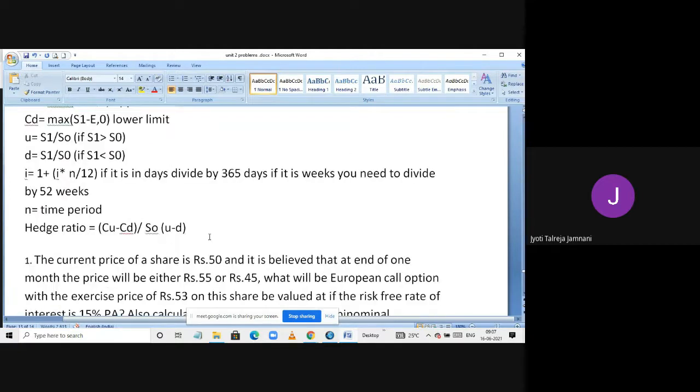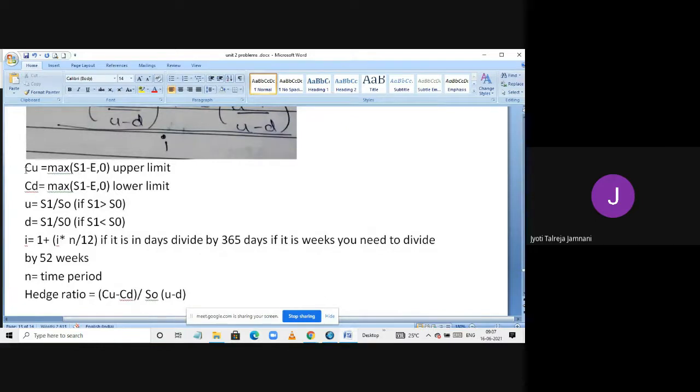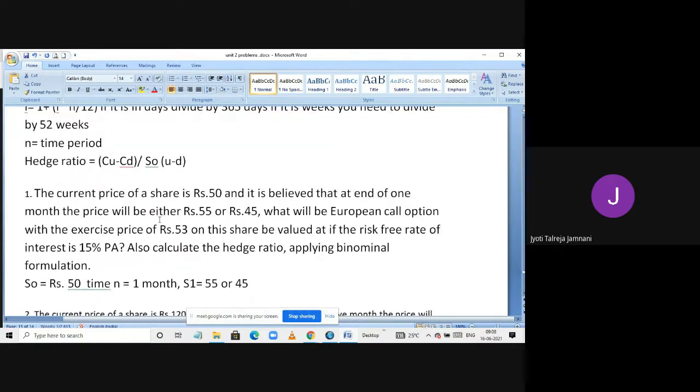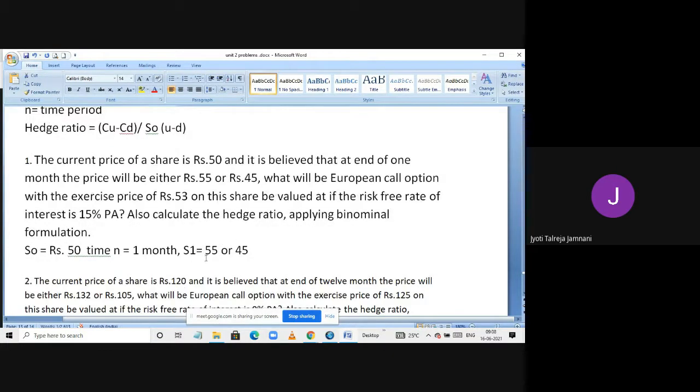Remember here I told you S1 two times we have taken, CU, CD. Here upper limit means I have to take 55 as S1. Lower limit means I have to take 45 as S1. Then here also to find U, I have to take upper limit of S1, that is 55. To find D, lower limit of S1, that is 45. So there are two values for S1. One is the higher value above 50, one is the lower value below 50. And 50 is today's value of the stock price, that is S0. I hope now it is getting a bit clear.